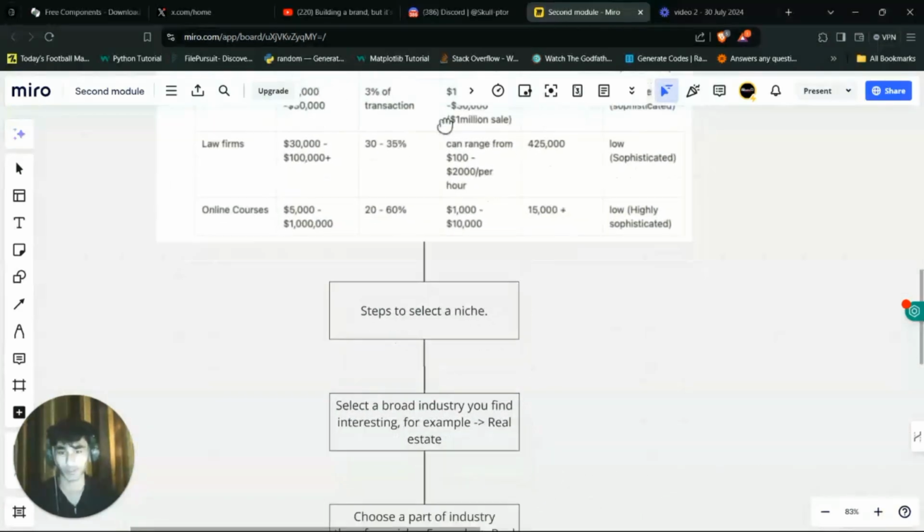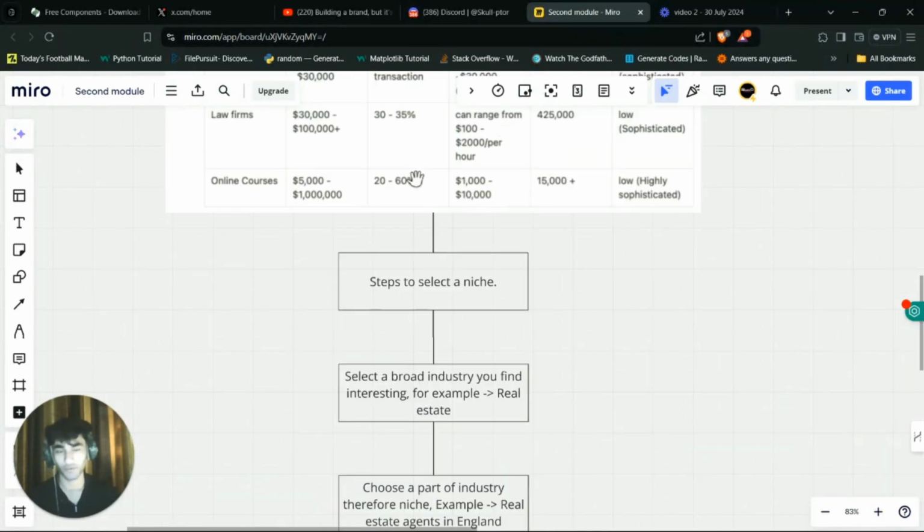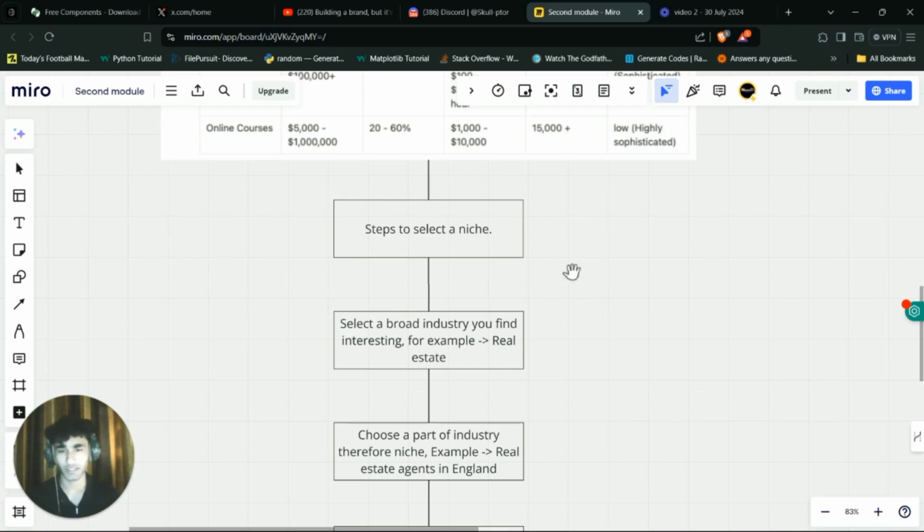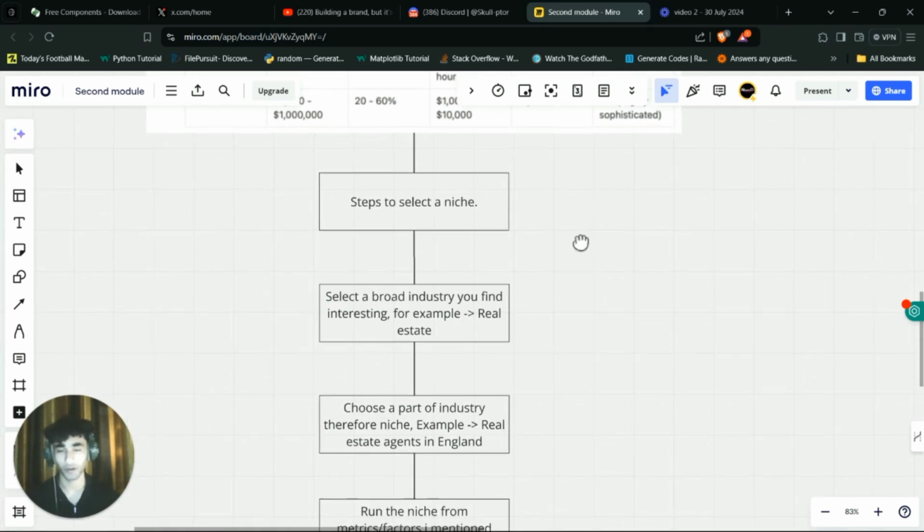Now next comes steps to select a niche. I've laid out a few steps here. The first step is to select a broad industry you find interesting, for example real estate.